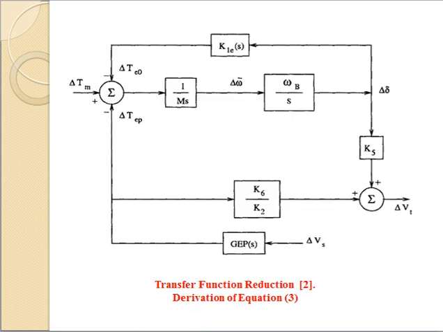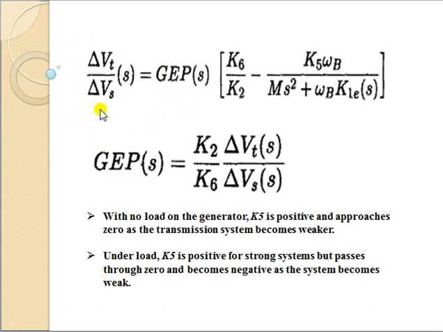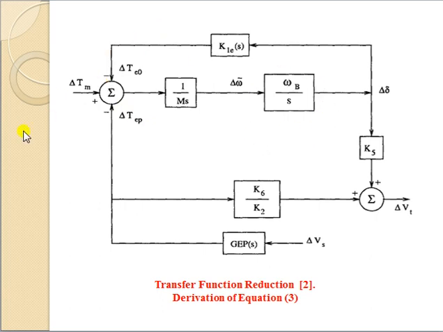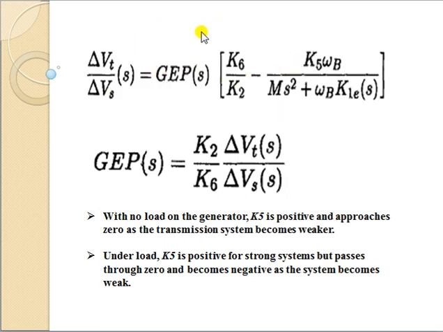How is it coming? If you write down the transfer function, you will get this relationship: delta Vt by delta Vs is equal to GP of S into K6 by K2 minus K5 omega B, divided by the typical rotor dynamics term over there. Once you get this, we are going to comment on what the value of K5 is, and then if you neglect K5, you can calculate GP of S. So what is GP of S? It will be K2 by K6 into delta Vt s by delta Vs s.